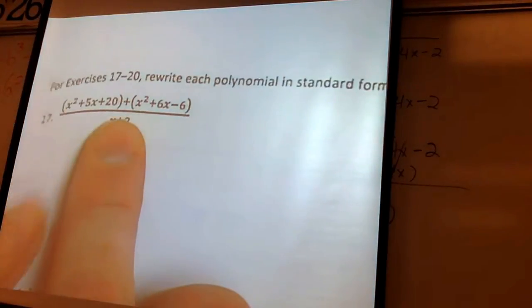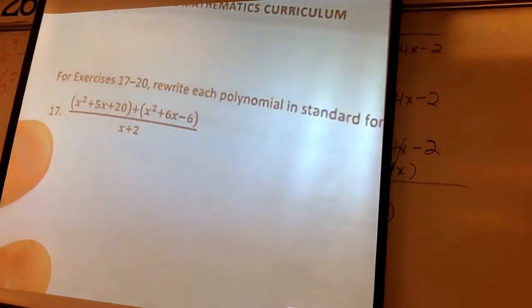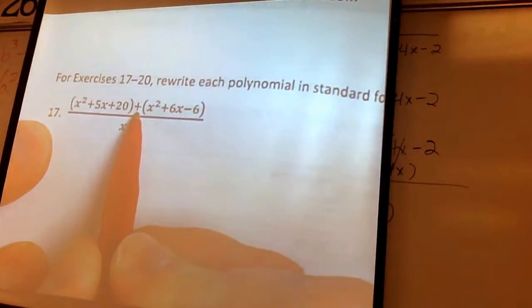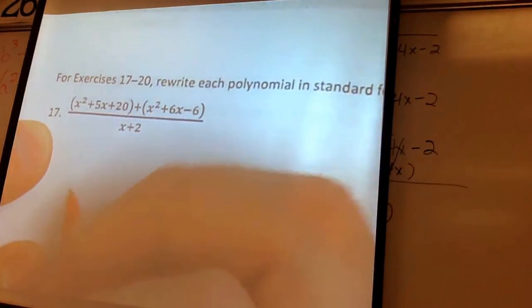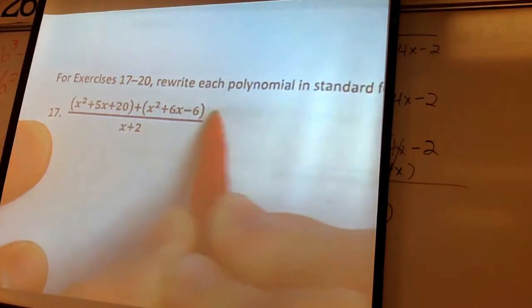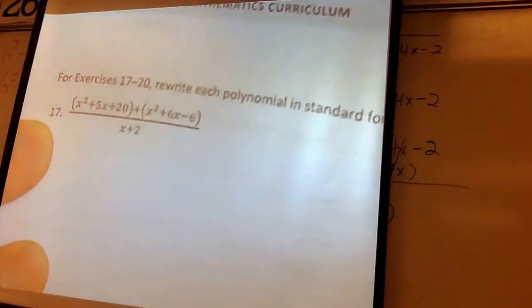Oh my gosh. So on something like that, what are you going to have to do first? Multiply and then divide? Add first? It's just a plus in the middle, so it's just combining like terms. You're going to simplify the top first, combine the like terms, and then do the division. That makes sense.